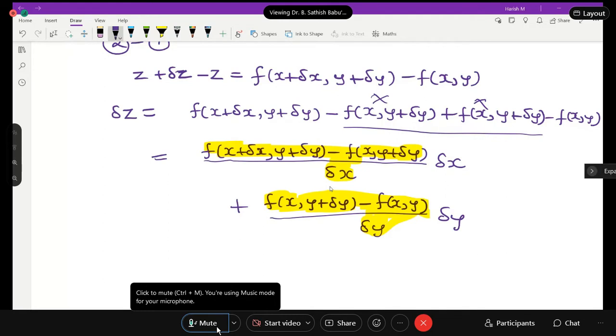Sir, it's partial derivative. Okay, when can it become partial derivative? If I just take limit delta z tending to 0, limit delta x tending to 0, limit delta y tending to 0. Fine. Is it okay? Yes, sir. What will be the first term?